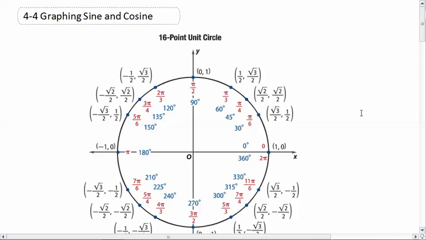This lesson is on graphing sine and cosine. This is lesson 4.4 from your book. So we're going to talk about how to graph this stuff now.